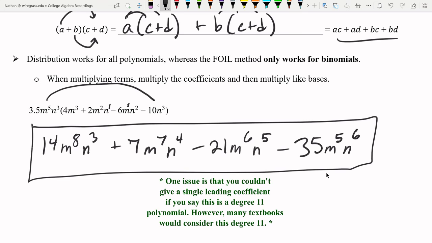It's kind of hard to also say what's the degree or the leading coefficient. You could say the degree is the powers added. So this would be like 11, 11, 11, and 11. You could say the degree is 11.